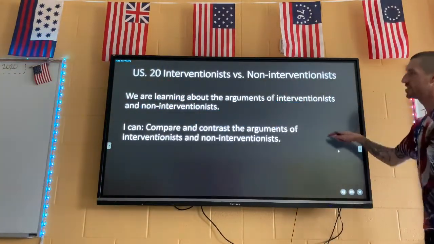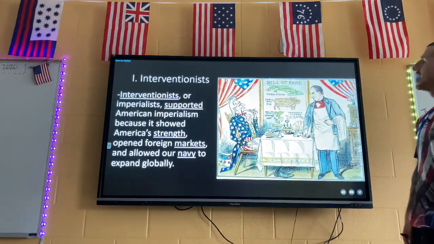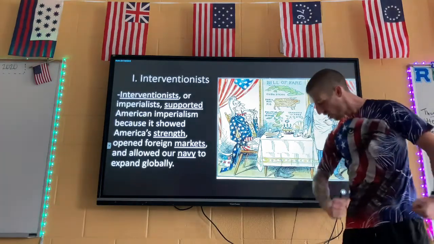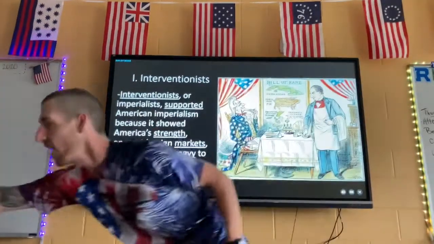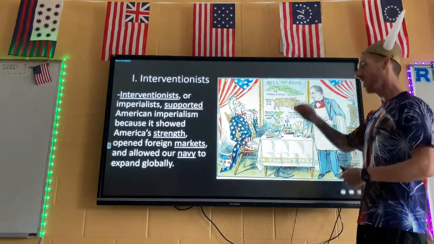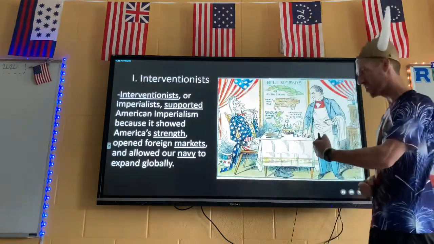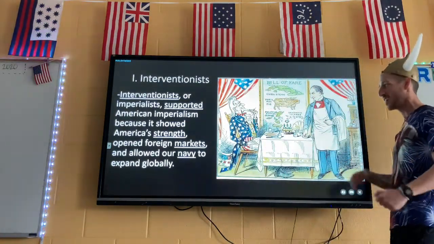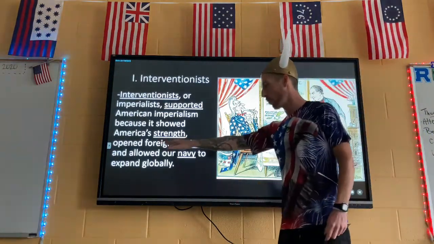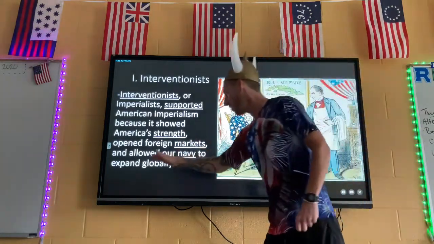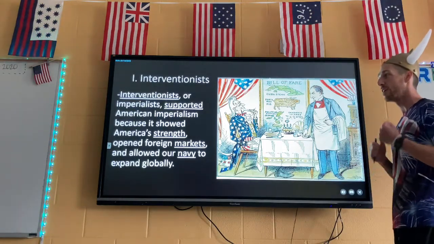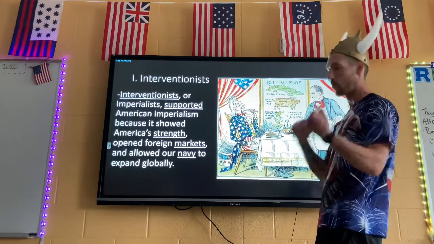Now let's go to the long of it. All right, interventionists. They want to show off. They were the Americans at the time who said, look at us. We got money, we got stuff, we got one of these. Don't you want to trade with us and make lots of money? And yeah, that's basically the idea. They want to show off America's strength. Look at all the stuff we made during the Gilded Age. Aren't we fantastic? Look at our cool industry. Sell, buy, America, okay? Open foreign markets, same thing I just said, and allowed our Navy to expand globally. So they're really just wanting to show off. Interventionists or imperialists, they want to show off and they want to make money, okay?